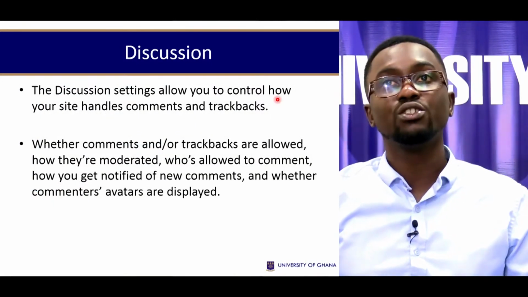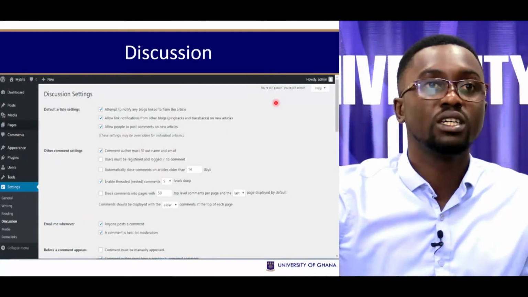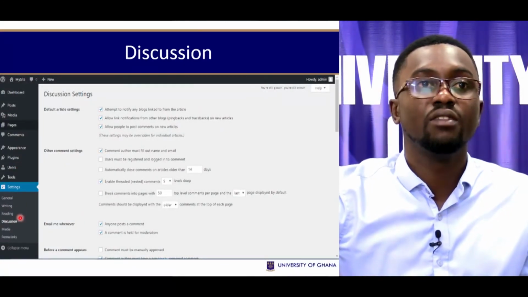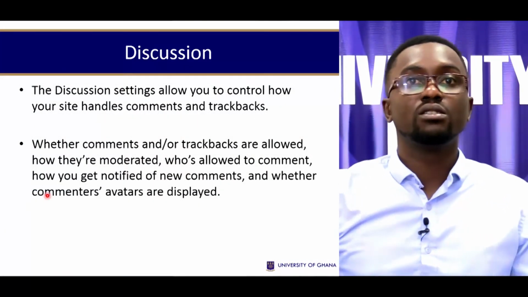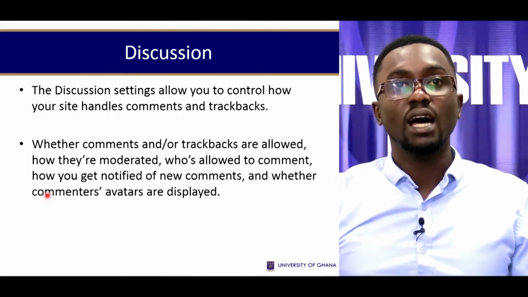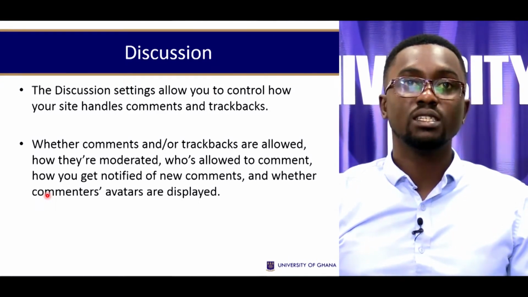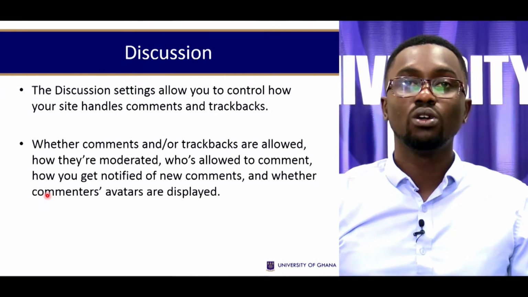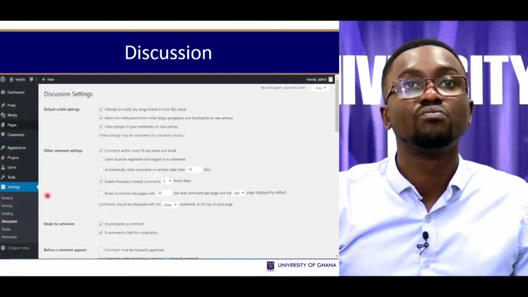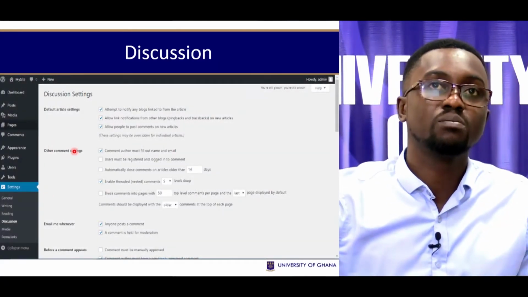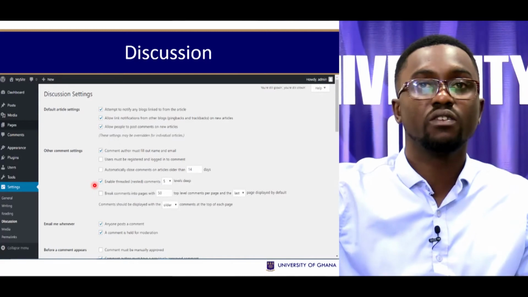Now, the discussion settings allow you to control how your website handles comments and trackbacks. This page you can get to by going to settings again and then choosing discussion. So whether comments or trackbacks are allowed and how they are moderated, who is allowed to comment, how you get notified of new comments, and whether commenters' avatars are displayed is all set using the discussion settings. Now we have a screen display of how the discussion settings look. And as I mentioned, you go to settings, you go to discussion, and then you have the screen.